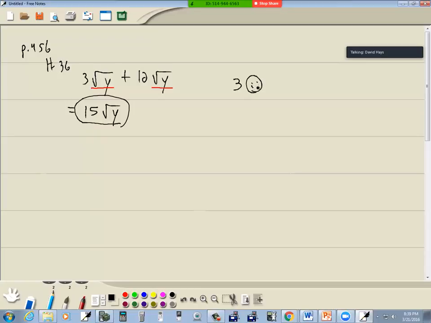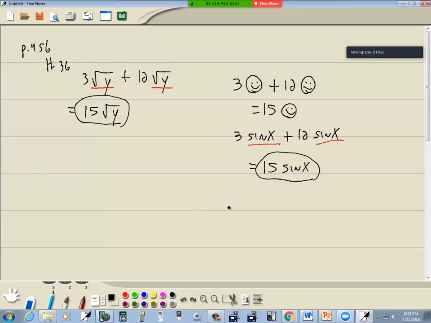If I had smiley faces, 3 smiley faces plus 12 smiley faces, since these are both the same, that would give us 15 smiley faces. If you go on and take trig, if you have 3 sine x plus 12 sine x, maybe I have no clue what sine x is. Doesn't matter. If this is the same as this, they're like items, then you add or subtract the numbers in front of them. 3 plus 12 is 15 sine x. So again, it's the concept of combining together like items.